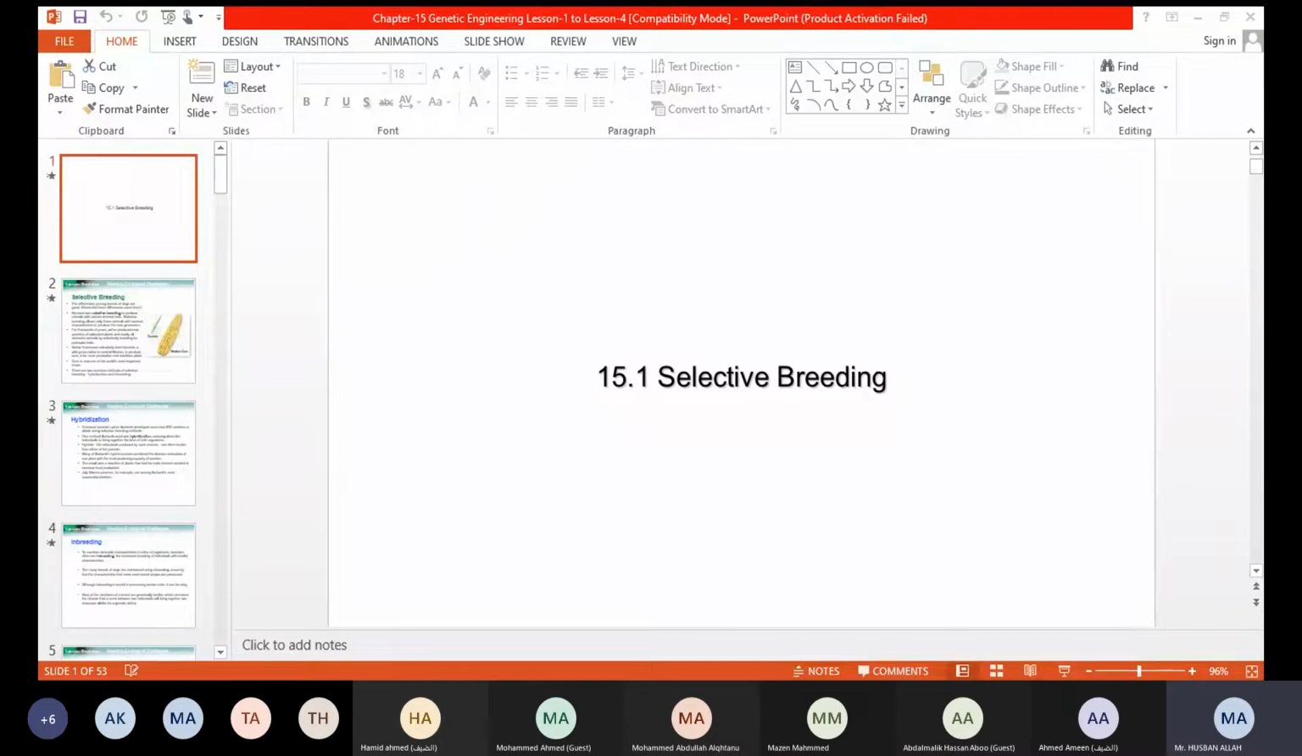Okay, so the lesson we are going to take today is about selective breeding. If you're looking for the page number, we have page 418. This is not a lengthy lesson. It is a short but very interesting lesson. Most probably we will try to finish this lesson today. If you take an interest here, this is a very interesting lesson.